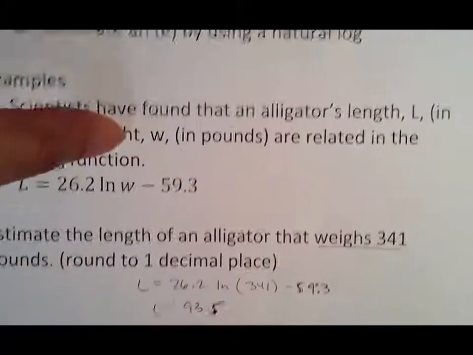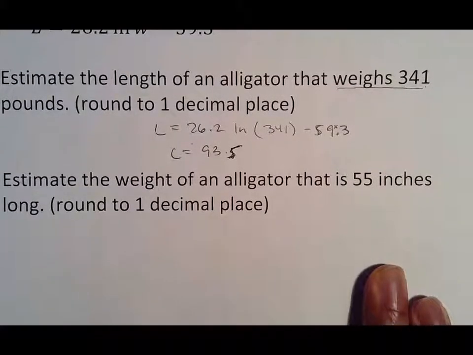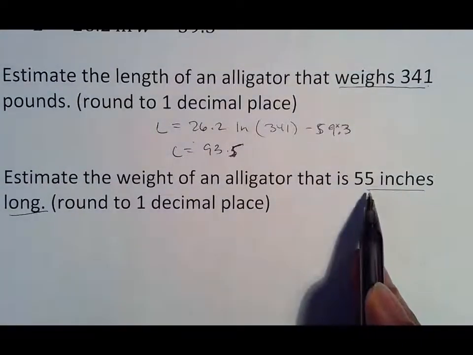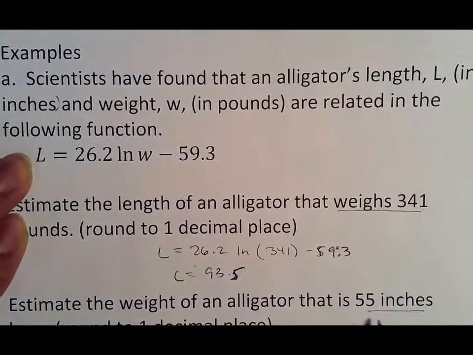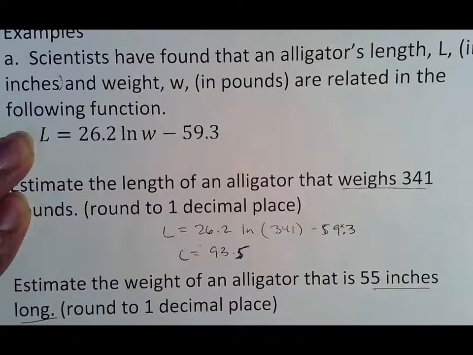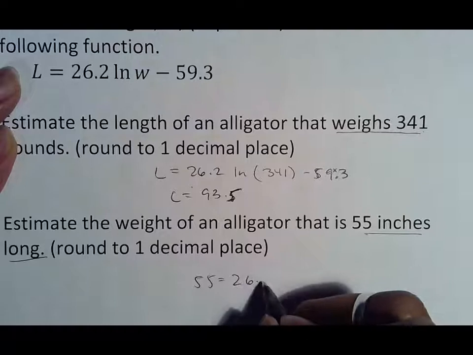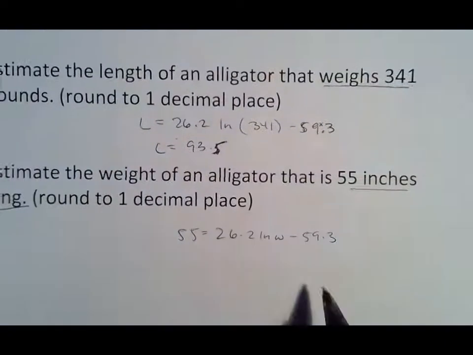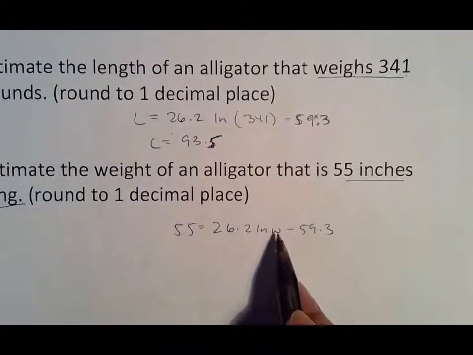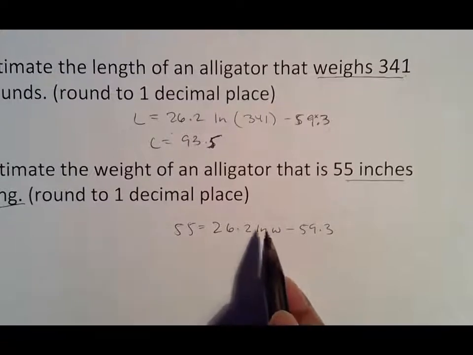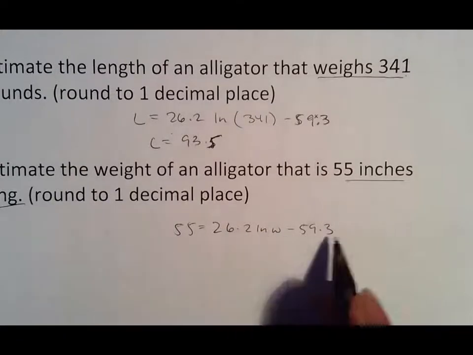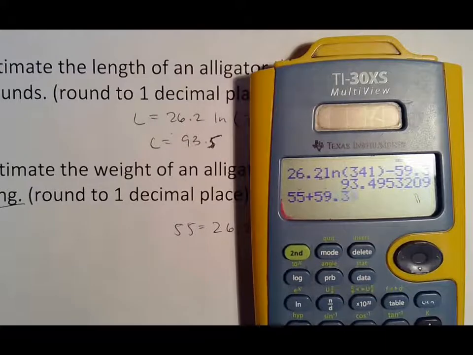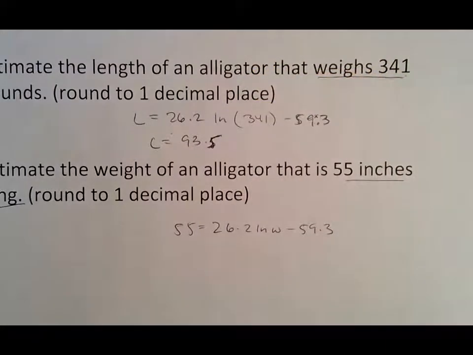So that's the easy one. That's the one you don't have to worry about solving, because all we're doing right there is just substituting and going straight through. Now it says estimate the weight of an alligator that is 55 inches long. So this is where they actually give us the length, and so we have to take this formula and put 55 for L and fill out the rest. So 26.2 ln of W minus 59.3. This is where we get into solving. Our goal is to get to W. W is directly attached to a natural log. The natural log is being multiplied by 26.2 and then we subtract 59.3. So the first thing we're going to do is move our 59.3 by adding it, which gives 114.3.